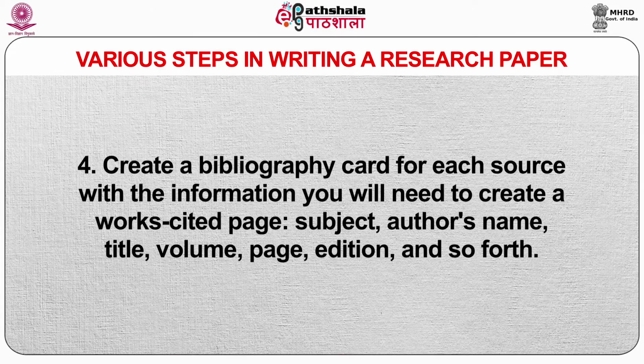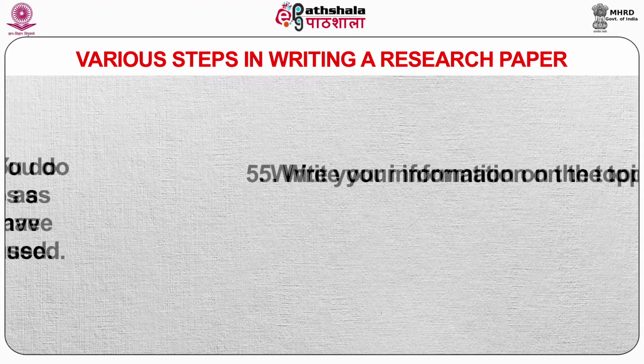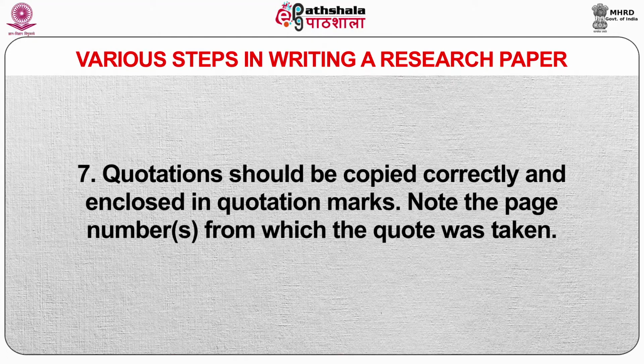Create a bibliography card for each source with the information the researcher will need to create a works cited page: subject, author's name, title, volume, page, edition and so on. After that, write the information on the topic, be accurate but as brief as possible. There is no need to write complete sentences as long as the researcher can understand what was written later. Abbreviations may also be used. Quotations should be copied correctly and enclosed in quotation marks. Note the page numbers from which the quote was taken.